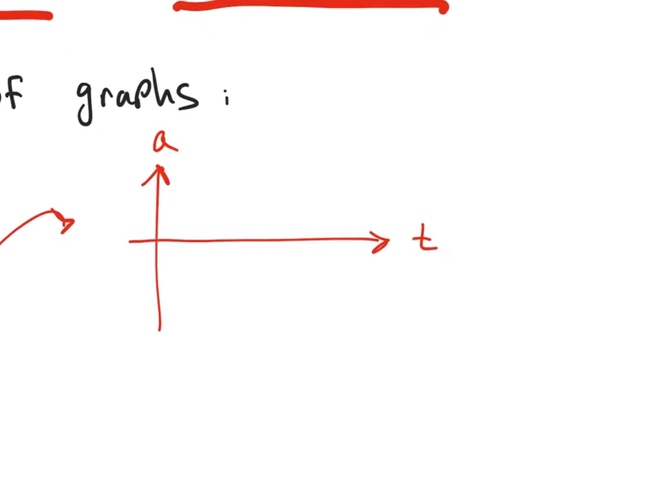Now, I mentioned for the purposes of this course, these graphs are really simple, and that's because in this course, the acceleration will always be constant. The acceleration is constant in value, which means that the only kinds of lines you can have here are lines with zero slope.